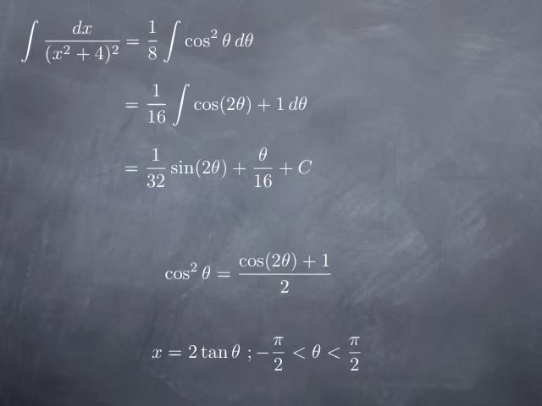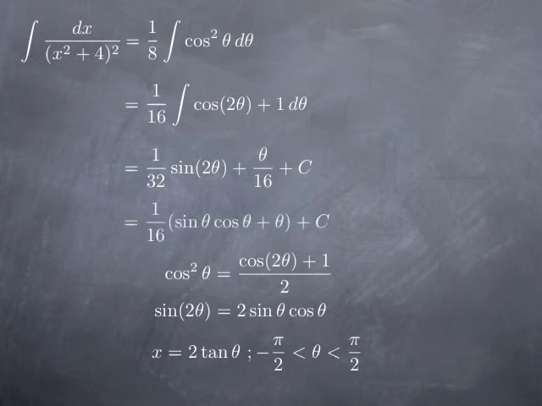Now we want to rewrite this in terms of x rather than theta. And to do that, we're going to use, again, the double angle formula, but for the sine. Sine 2 theta is 2 sine of theta cosine of theta. And I'm going to use that to write everything back in terms of theta because that will be easier for us to get back to x. So what we have is 1 over 32 times 2 sine theta cosine theta. 2 over 32 is 1/16, so we can factor out 1/16, and we have sine theta cosine theta plus theta. And now we want to write that in terms of x.